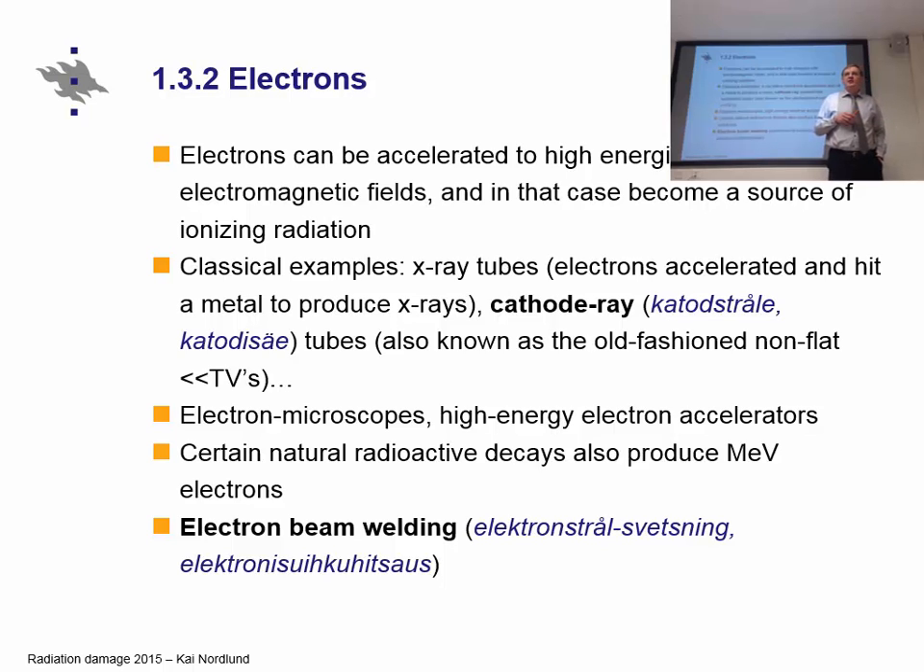And then there is actually electron beam welding, where electrons are used for welding with fairly high energies, which can be in the ionizing range. And the electron beam welding is actually an industrial process.